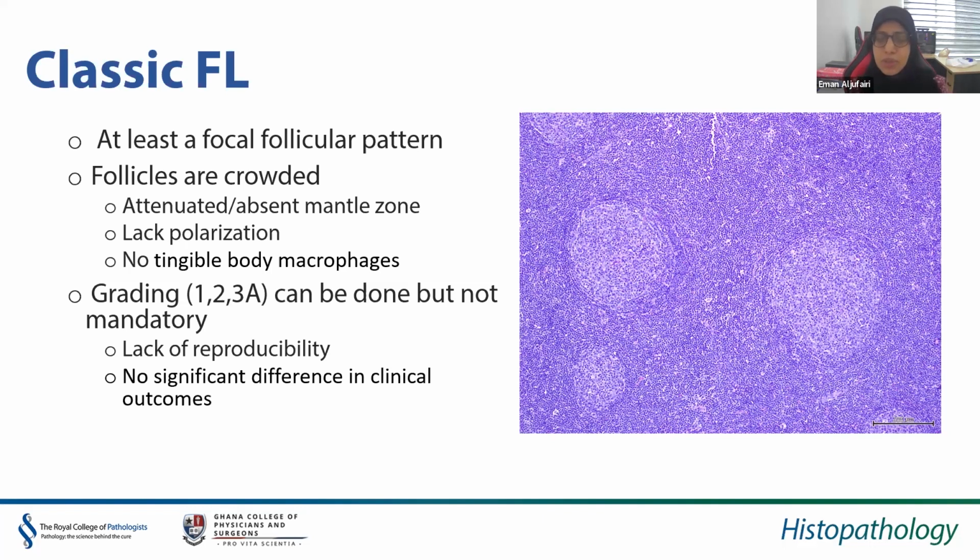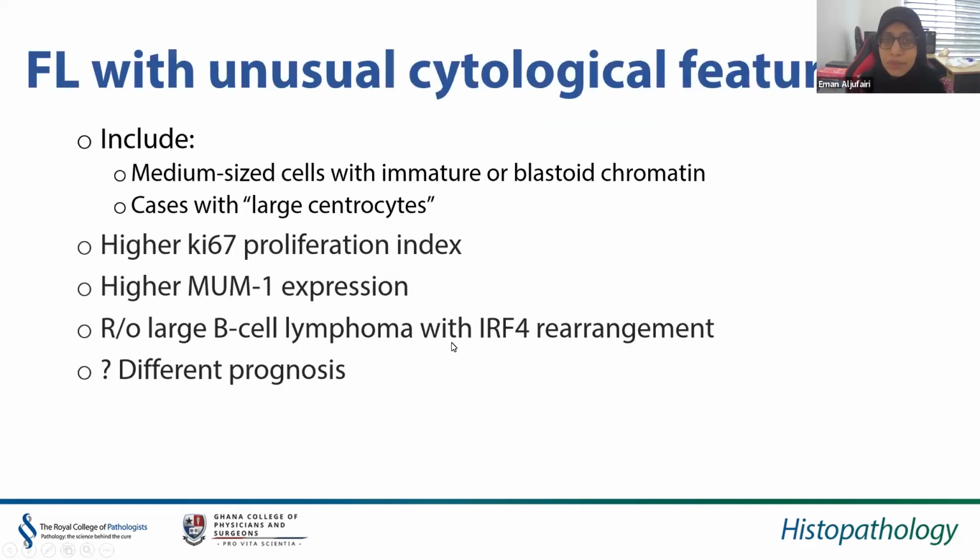But for the time being, because of the lack of reproducibility and no significant difference in the outcome, the WHO doesn't need you to grade follicular lymphoma anymore, and we will just be calling this classic follicular lymphoma. Follicular lymphoma with unusual cytological features means it is based on the kind of cells you're seeing. We said before that follicular lymphoma is usually cleaved, small-sized centrocytes with a little sprinkle of centroblasts that increase with higher grades.